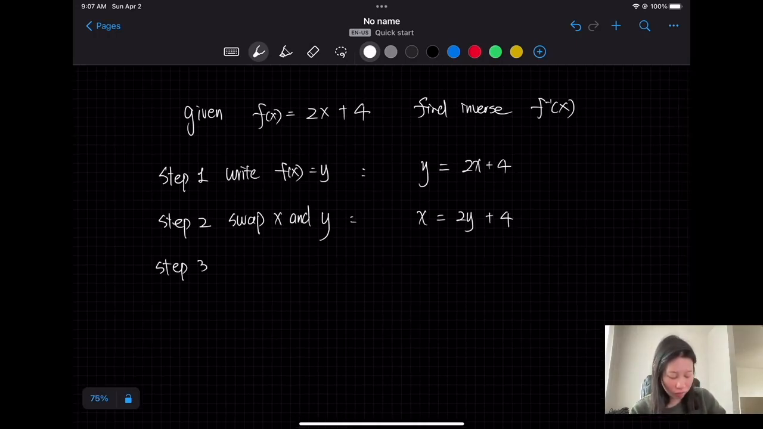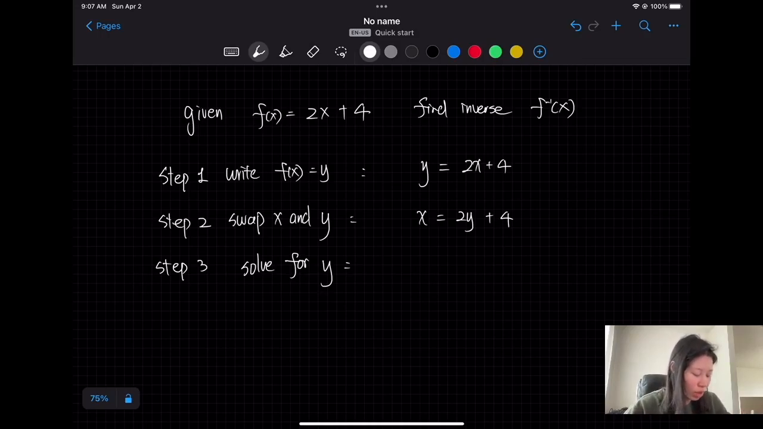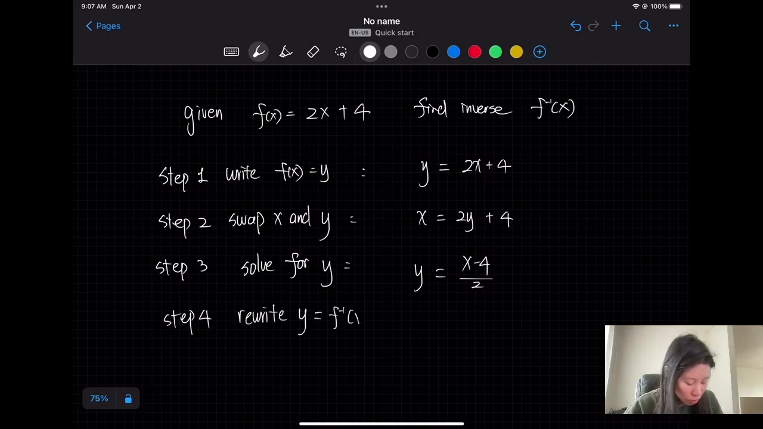Step 3, you want to solve for y, because you want to move y to one side and x to the other side. In that case, I have (x minus 4) divided by 2 equal to y. The last step, after you've done all of this, you write y equals the inverse function, because you already swapped x and y, so that means you already swapped input and output. So now the inverse function equals that.